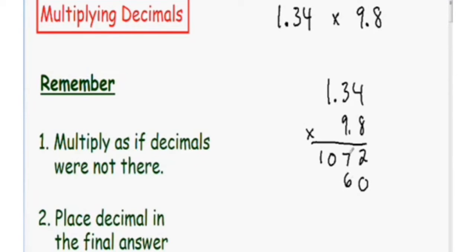4 times 9 is 36. Put down 6, carry 3. 9 times 3 is 27 plus 3. All right, that gives us 30, carry 3. 9 times 1 is 9 plus 3 is 12.